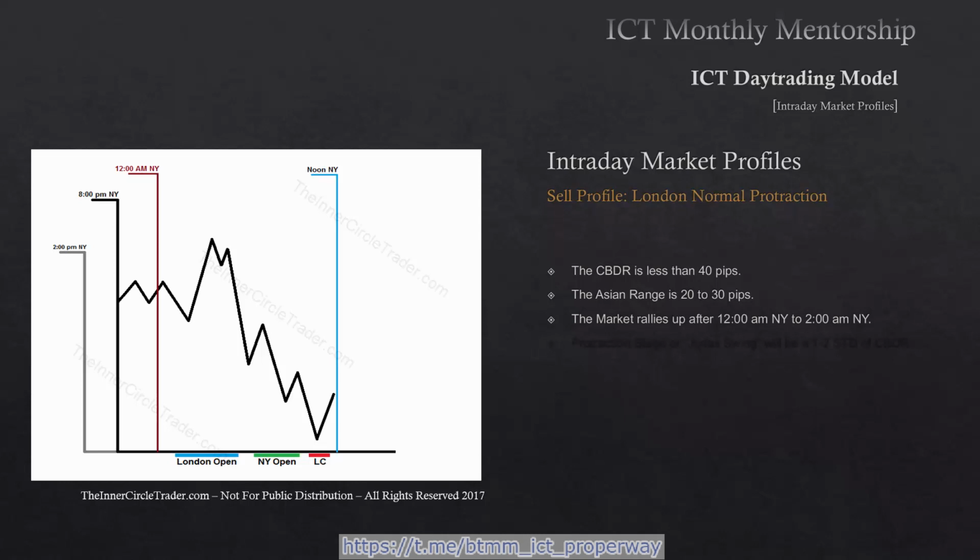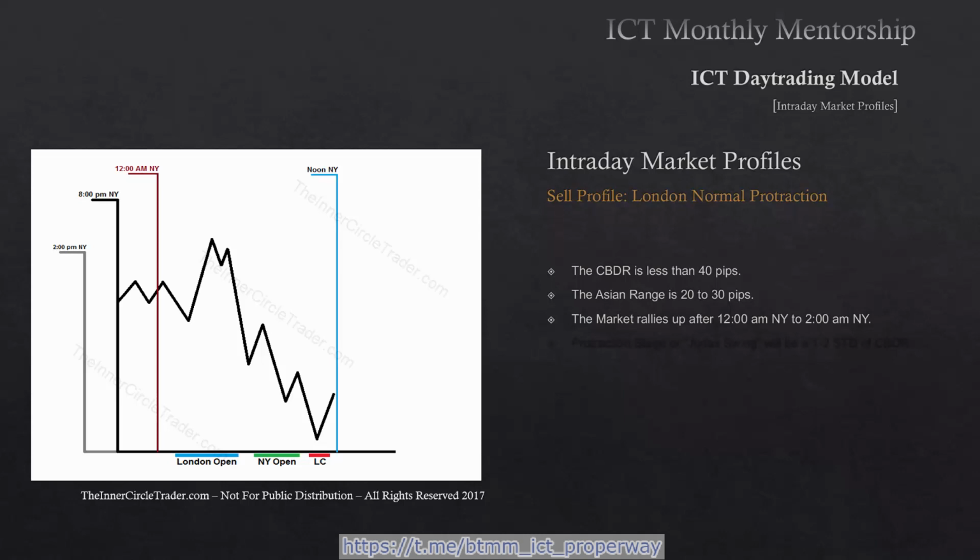Typically, what you're going to see is the market will rally up after 12 a.m. New York time to 2 a.m. New York time. Now, think about what I'm explaining here. You're already looking for a bearish move. You're already bearish on the higher time frame. The daily's indicating lower prices. So what we're looking for is the London high to form.